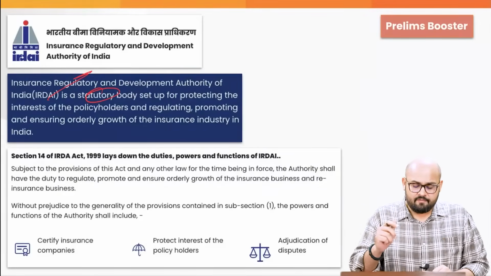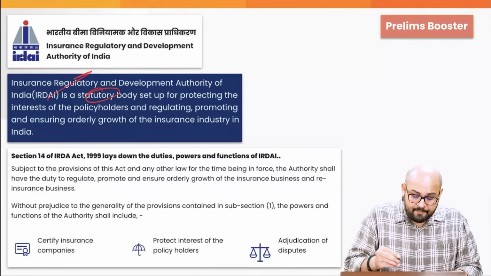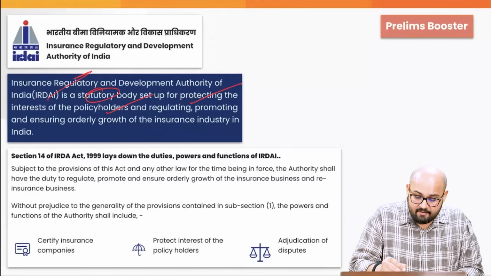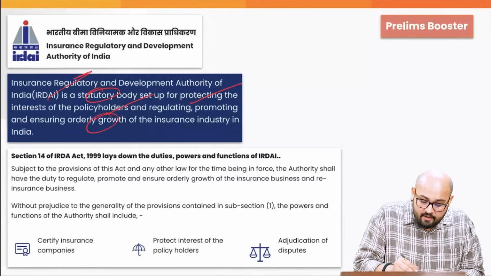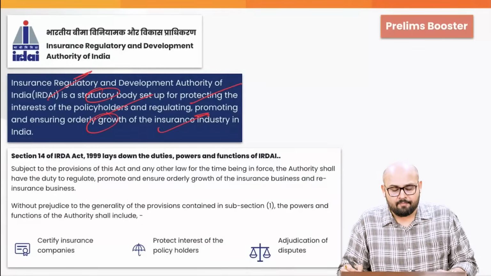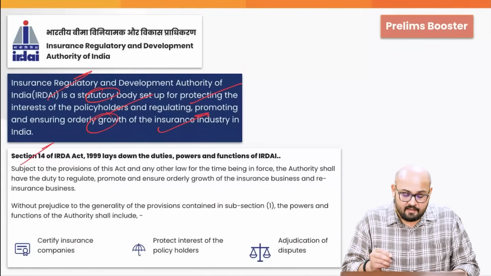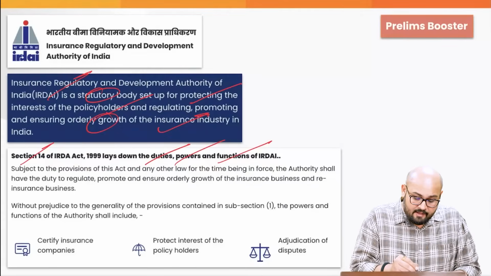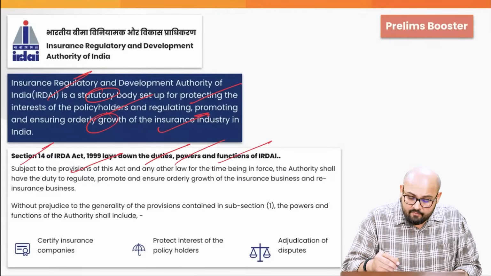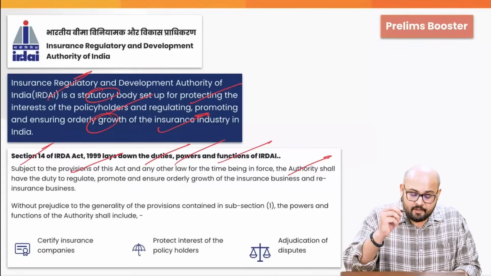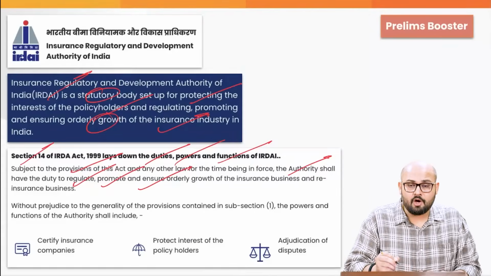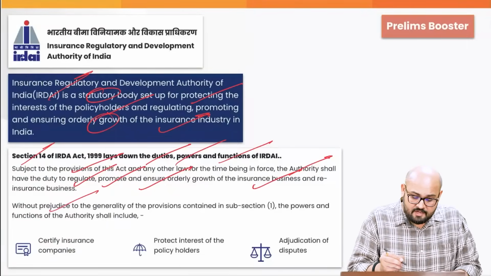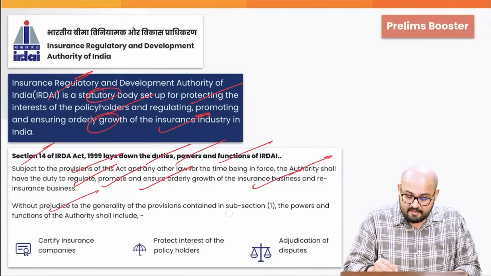It was formed on the basis of the IRDAI Act of 1999, set up for protecting the interests of insurance policyholders, and regulating, promoting and ensuring orderly growth of the insurance industry in India. Section 14 of the IRDAI Act 1999 lays down the duties, powers, and functions of IRDAI. Subject to the provisions of the Act and other law for the time being in force, the authority shall have the duty to regulate, promote, and ensure the orderly growth of the insurance business and reinsurance business, without prejudice to the generality of the provisions contained in subsection 1.